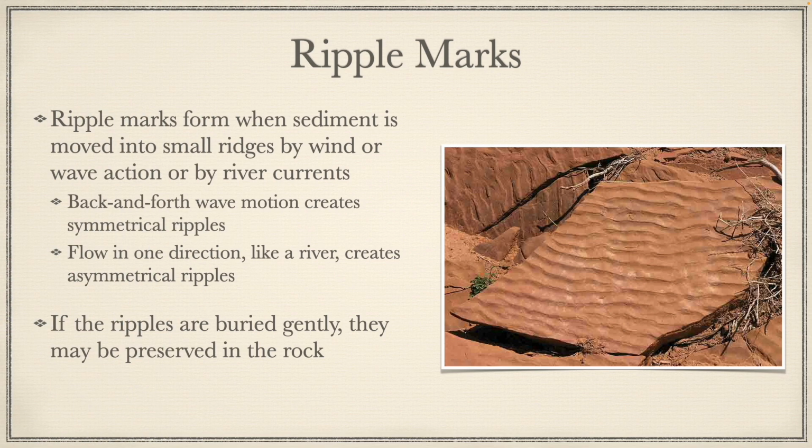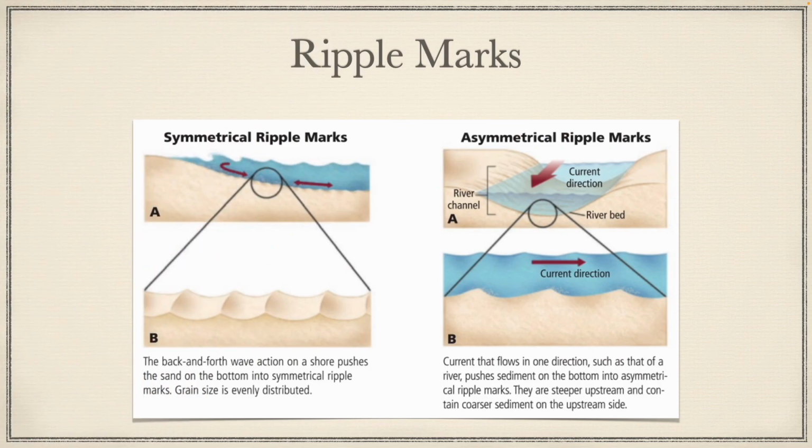So ripple marks form when sediment is moved into small ridges by wind or wave action or by river currents. Back and forth wave motion creates symmetrical ripples, and then flow in one direction, like a river, creates asymmetrical ripples. And there are diagrams of that here in a second. If the ripples are buried gently, they may be preserved in the rock. So you may get ripples in the rock similar to our example over here. So wave action is what this first one is. The left side of this is wave action forming ripple marks.